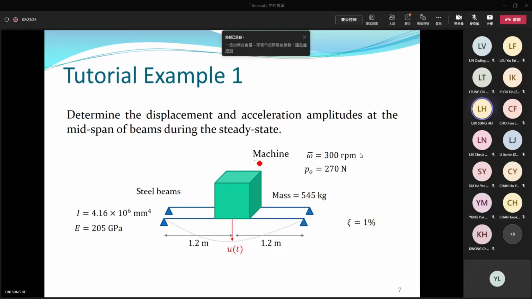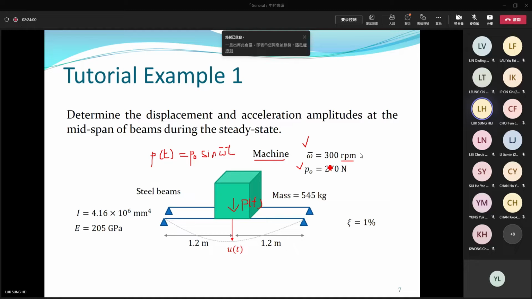The problem gives you some information. The machine operation frequency is 300 RPM, revolutions per minute. And the amplitude of the loading is equal to 270. So simply speaking, when this machine operates, it will generate a sinusoidal force, P(t), equal to the force amplitude times an oscillating function, sine omega bar t. This is how we express the force.